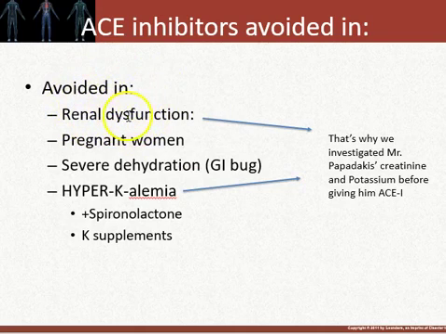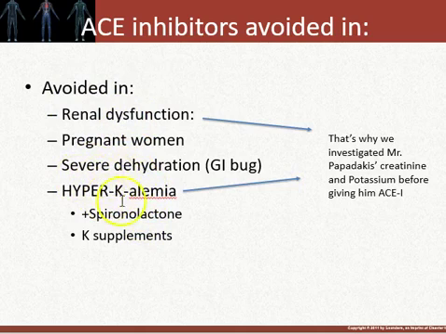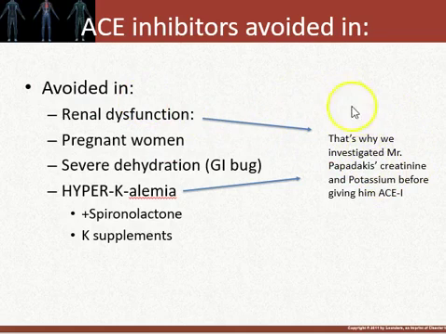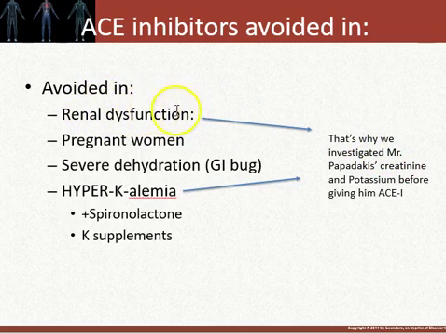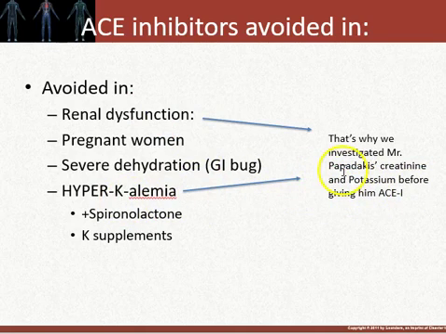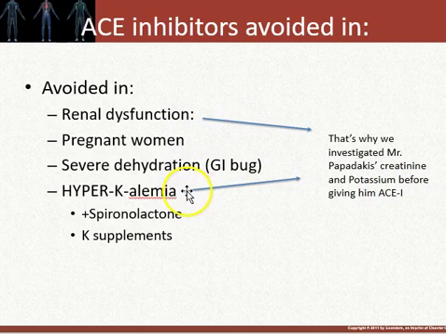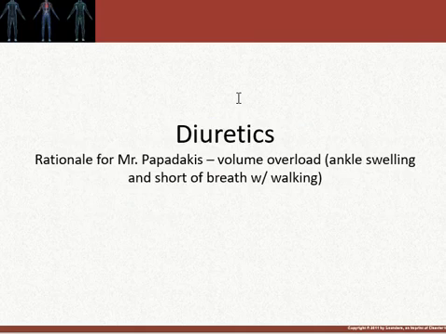In terms of ACE inhibitors and when you avoid them, I wanted to draw two particular points to patients that have underlying renal dysfunction and patients that have hyperkalemia, so too much potassium. These two particular subgroups of patients, aside from pregnant women, should avoid ACE inhibitors, and that's really why, if you look at the Papadakis case, we looked at serum creatinine as a marker for renal function, and we looked at serum potassium just to get a baseline before putting him on an ACE inhibitor. And so if he had renal dysfunction or if he had hyperkalemia or both, you would probably think twice about starting Mr. Papadakis on one of those ACE inhibitors.